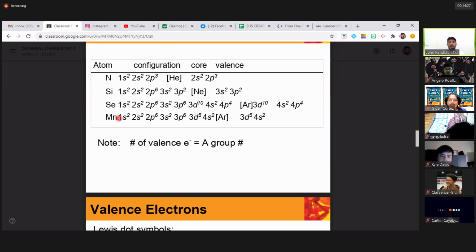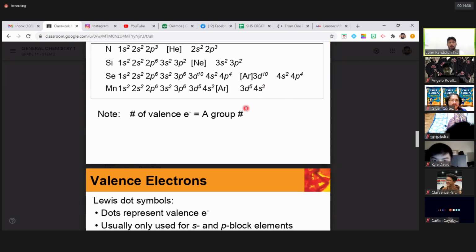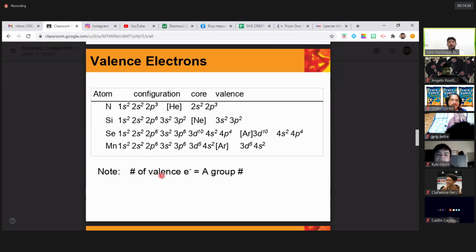Okay? And your manganese here, that's group 7. So argon 3d5, 4s2. Okay, so you have here, note the number of valence electron is just simply the group number for your A. So 1A, 2A, 3A, 4A.